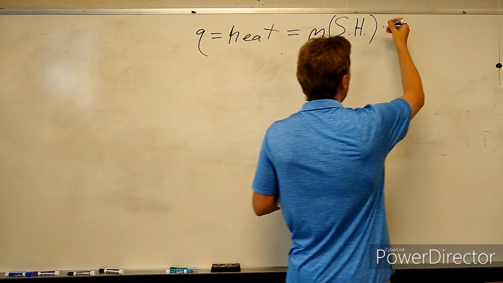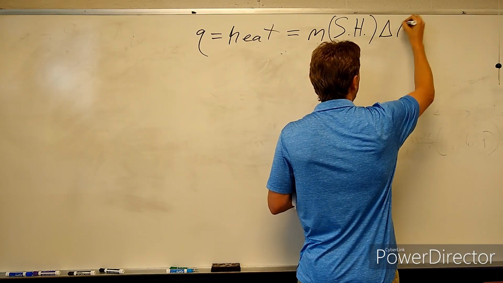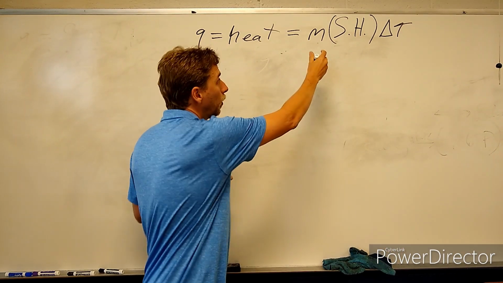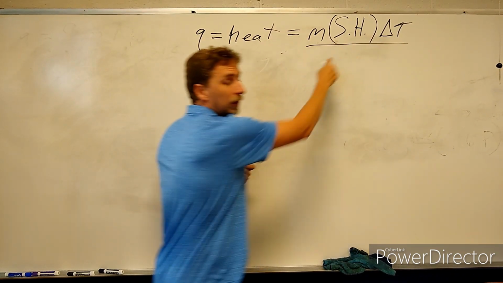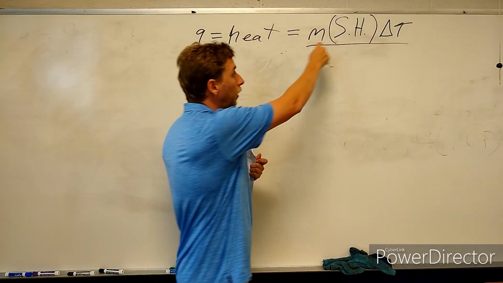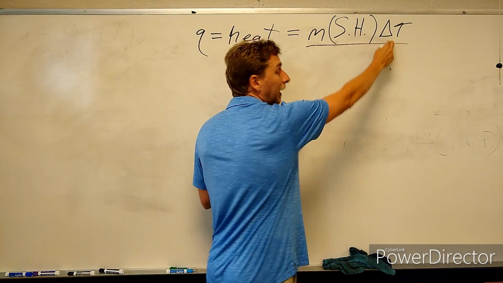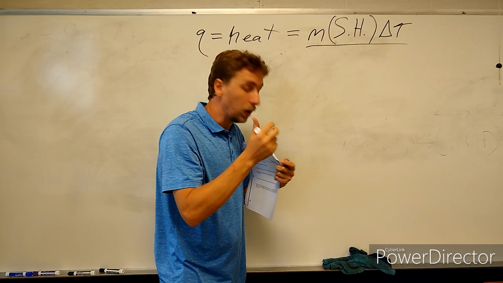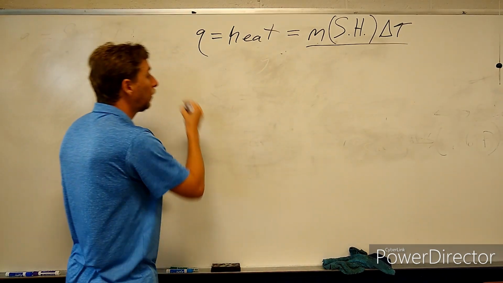And so that would be times a delta T here. Okay, so that formula right here allows you to calculate the amount of heat that was exchanged if you know those quantities: mass, specific heat, and delta T. What is specific heat? More quantitatively, let's write out what specific heat is.